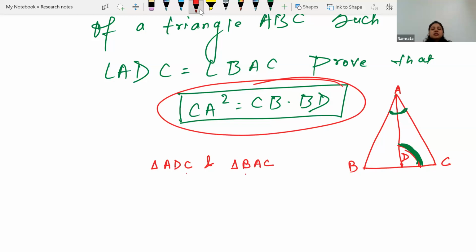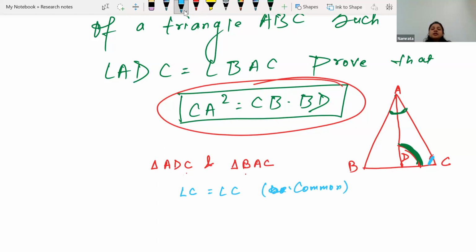So here, can you see angle C is common in both triangles. Both the bigger one and this smaller one, ADC, have angle C. So we can write angle C is over here, angle C is over here only. Both have a common angle.